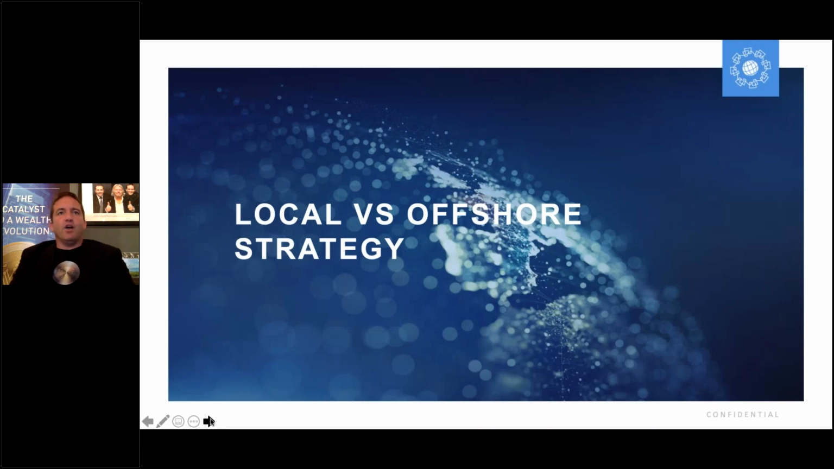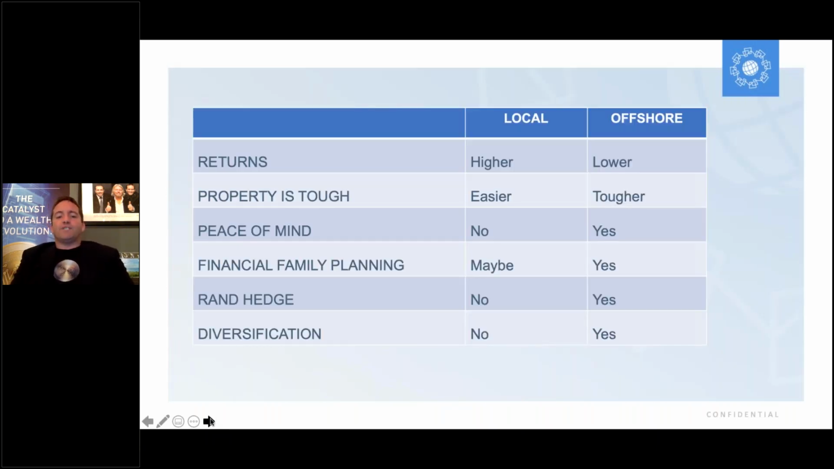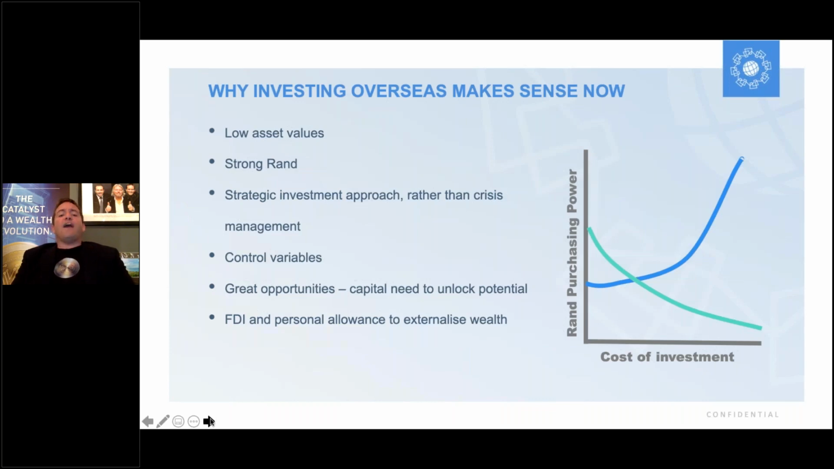So let's look at local versus offshore. I'm going to keep this very simple, but on a returns level, I believe locally you can often get higher returns than offshore. Property is easier locally, offshore it's tougher. Peace of mind, I don't believe you get peace of mind locally, but you can offshore. Financial family planning, maybe locally, definitely offshore. A rand hedge, no locally. Offshore, yes. And diversification, no, whereas offshore, yes. And so why invest offshore and why it makes sense?